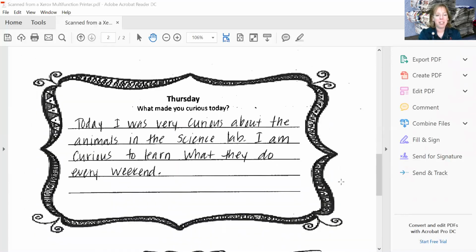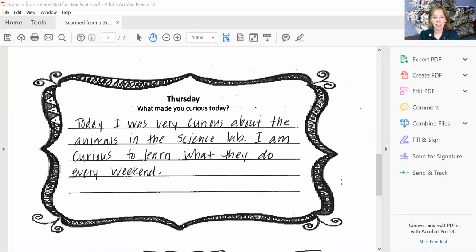On the back of your page, you have what needs to be written on Thursday and Friday. So this question for Thursday says, what made you curious today? So I'm going to restate something. Restate means you rewrite some part of the question inside the answer. The question is, what made you curious today? And I wrote, today I was very curious, see how I restated the question, about the animals in a science lab.